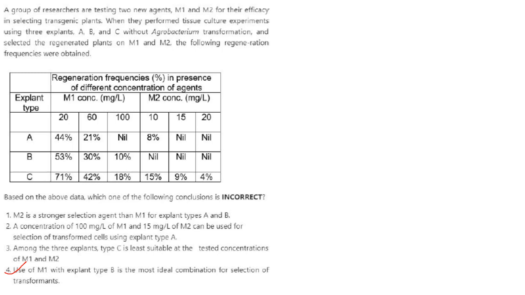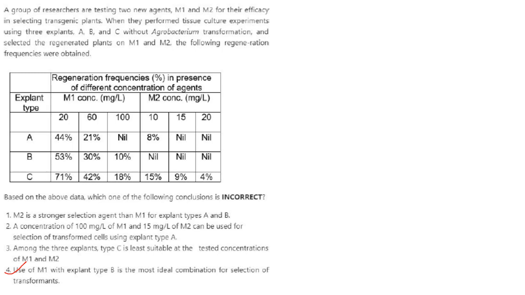Then next one. A group of researchers are testing two new agents, M1 and M2, for their efficacy in selecting transgenic plants. When they performed tissue culture experiments using 3 explants A, B, C without Agrobacterium transformation and selected the regenerated plants on M1 and M2, the following regeneration frequencies were obtained.